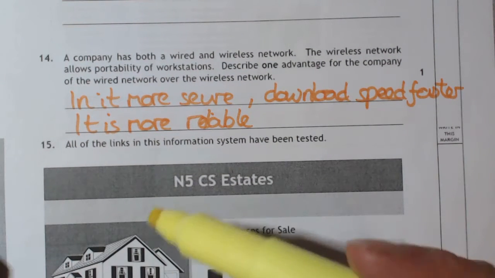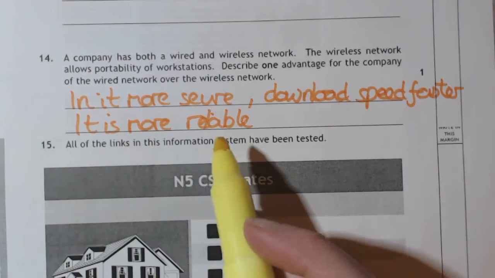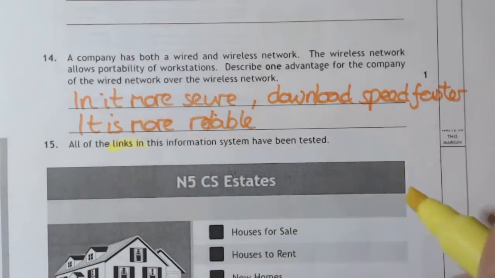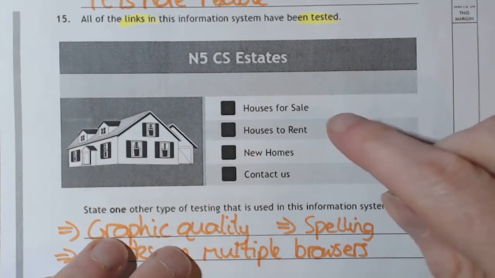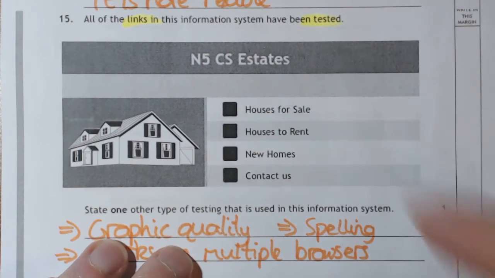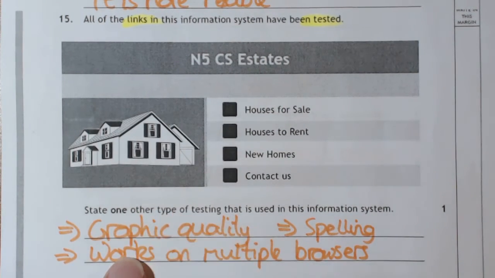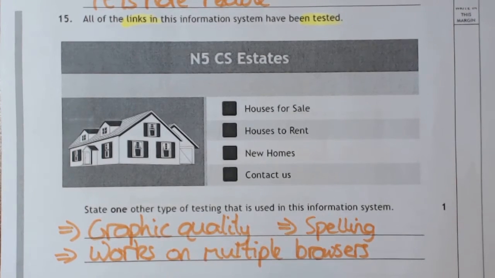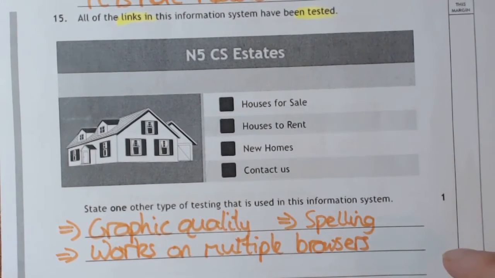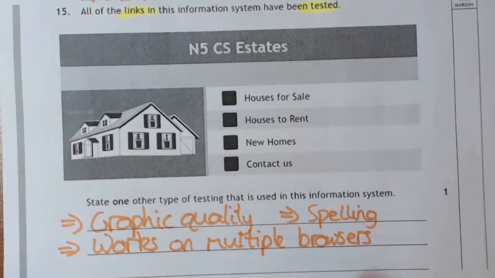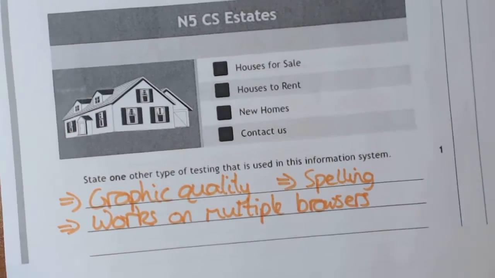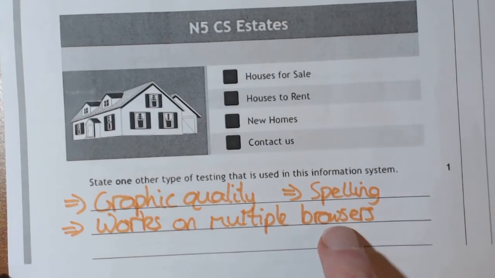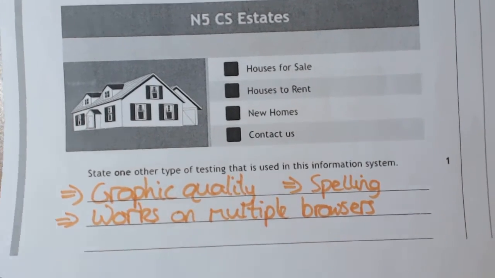This is a good one for making sure you read the whole question. All the links have been tested, right? So they're just asking you to state another type of testing, so you'll see these questions come up quite often. So don't mention the links because that's already been done. You could talk about the quality of the graphic, make sure the graphic's not pixelated, make sure it's all spelt correctly. And that it works in different browsers, so you could think about it working in Chrome, Firefox, but again, don't mention the brand names, just mention the word browser.